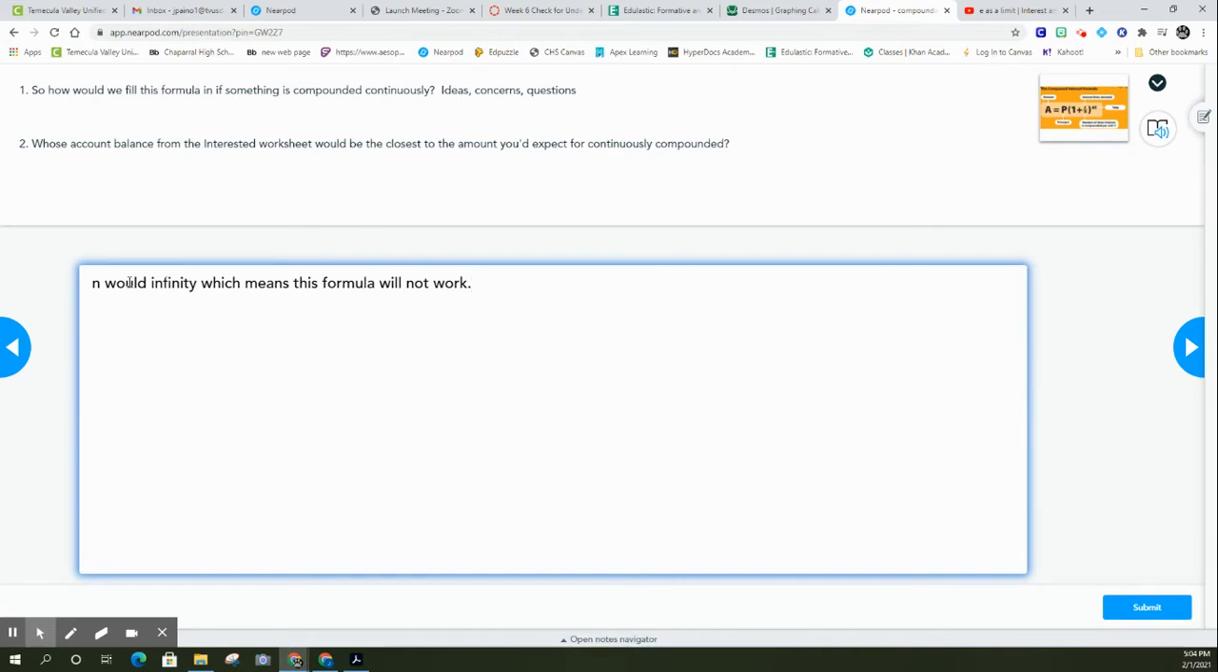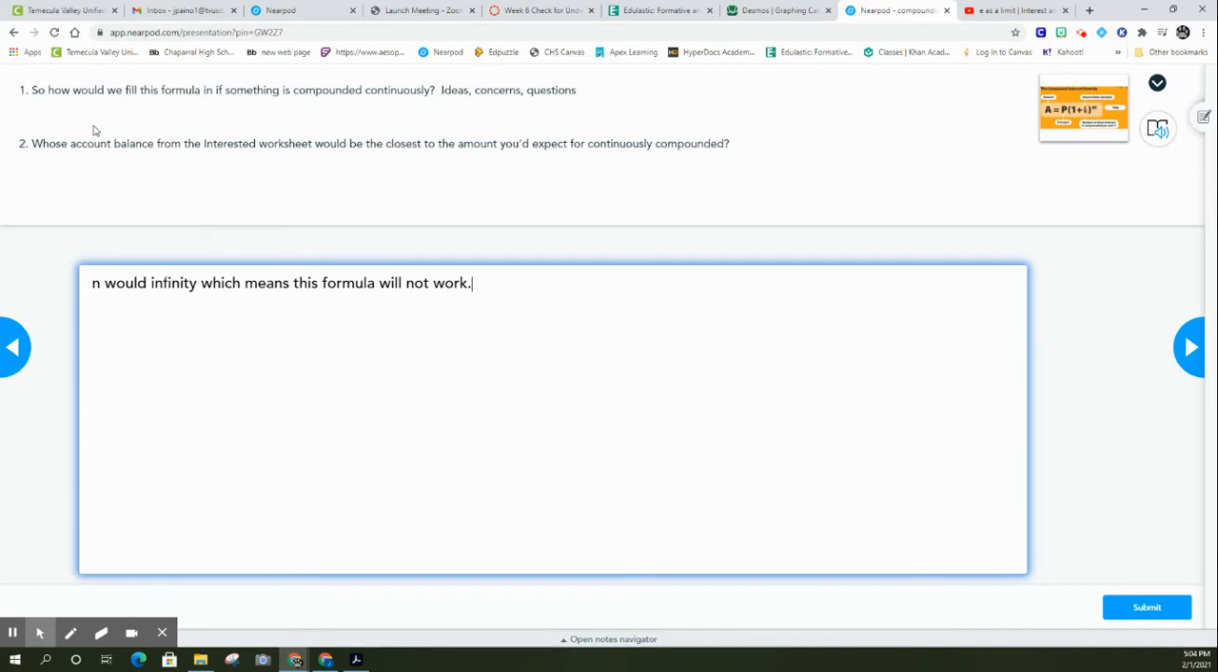And so, from our group project, whose account balance from the interest worksheet would be closest to continuous? The most that we did was daily, right? And so if you look back at that, I believe it was Anthony was compounded daily. So his would be the closest, because that was the most frequently compounded.